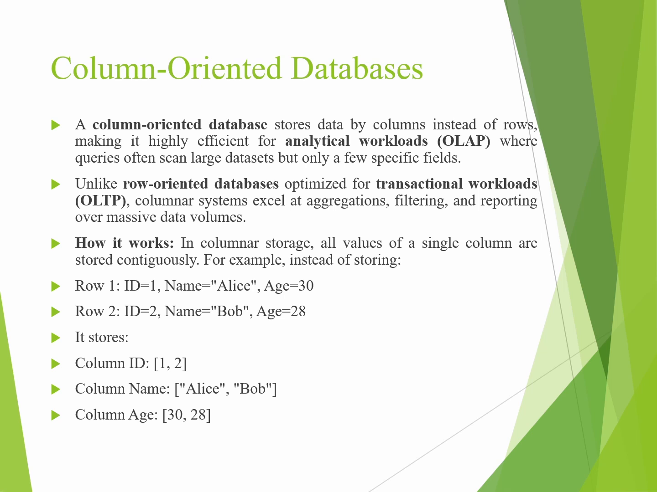For example, instead of storing the row 1, row 2 like in the row wise manner, it stores the data in column. Column ID has the values present inside the column 1, 2, 3 and so on. And column name has Alice, Bob, and many other names present in that column. And column age 30, 28, which is regarding the age of the column name.